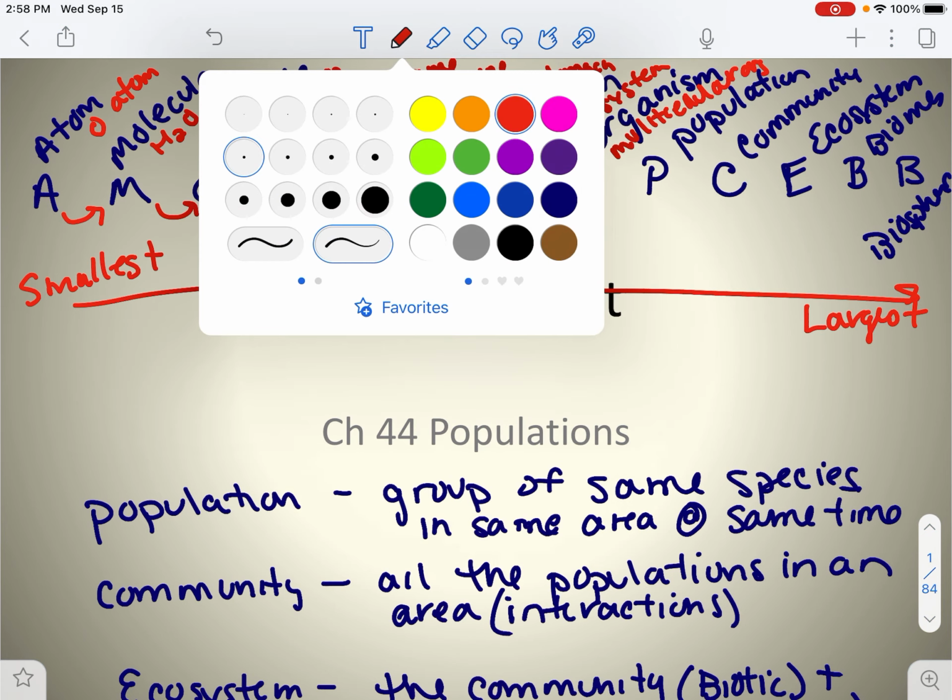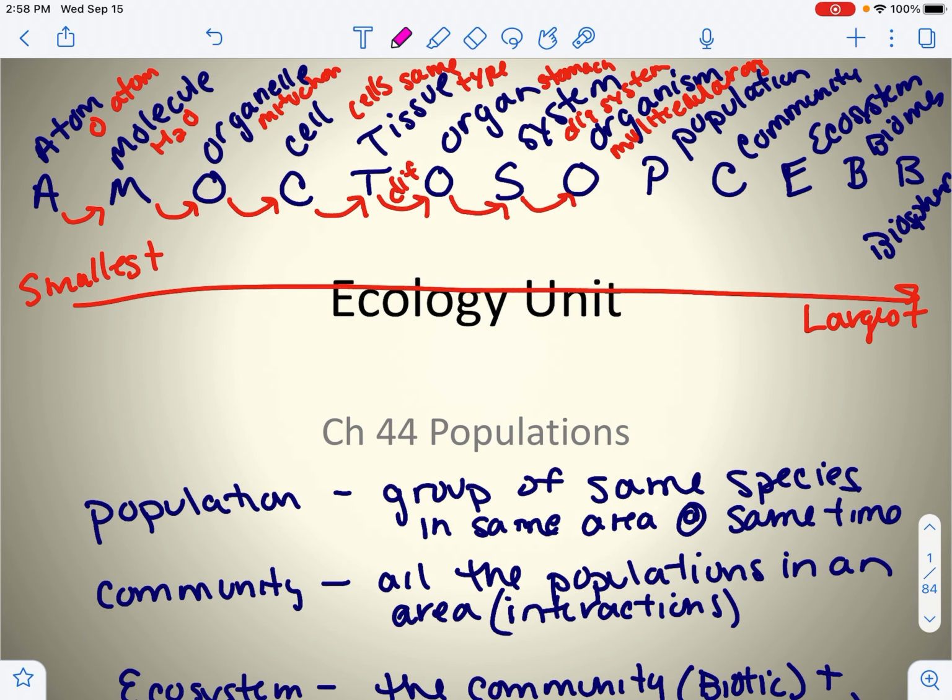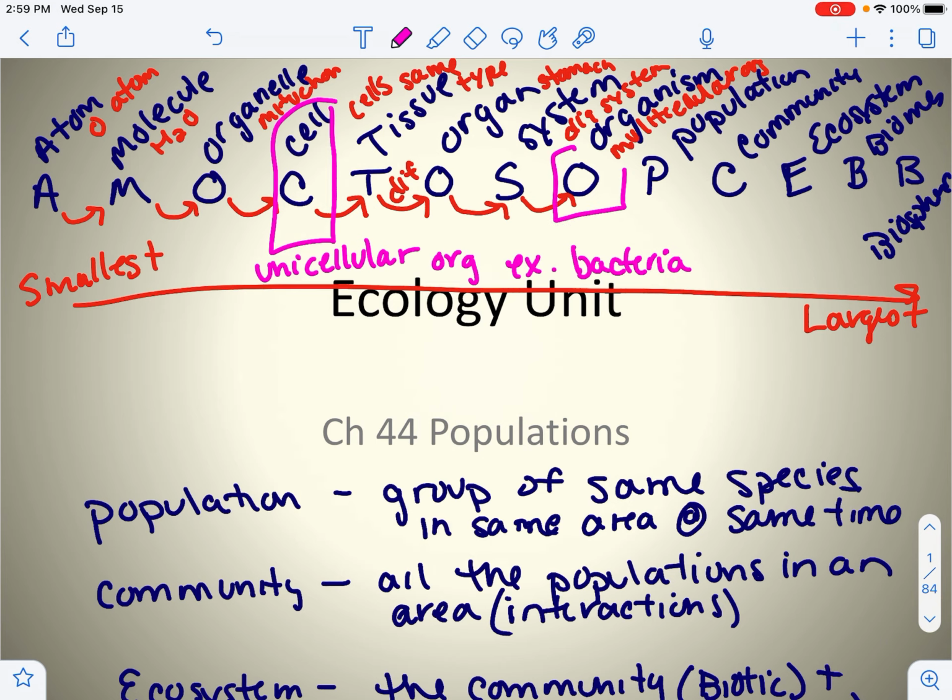So let's make one distinction here. If we're talking about living things, this could be a living thing. It could end there if we're talking about a unicellular organism. An example would be a bacteria cell. A bacteria cell is the organism. So that's a unicellular organism. This one that we're talking about here would be something like a human or any multicellular organism.